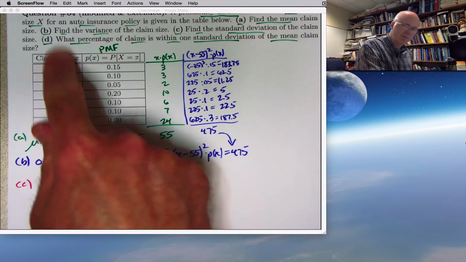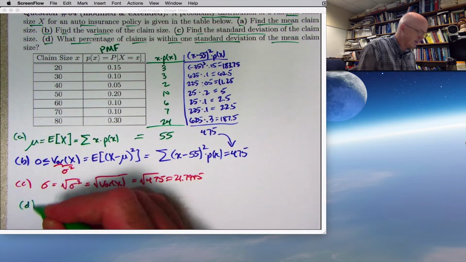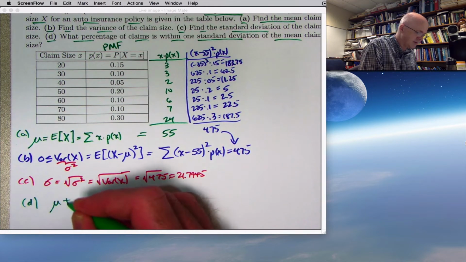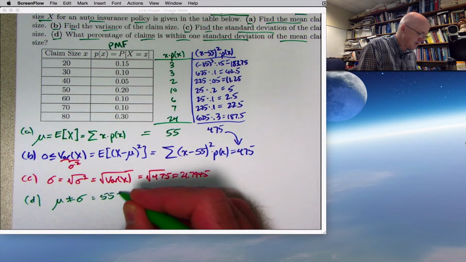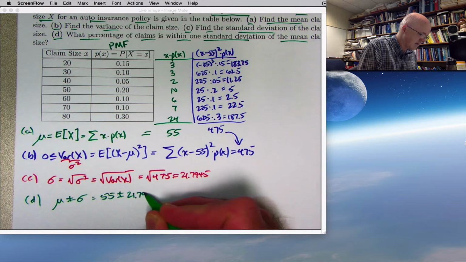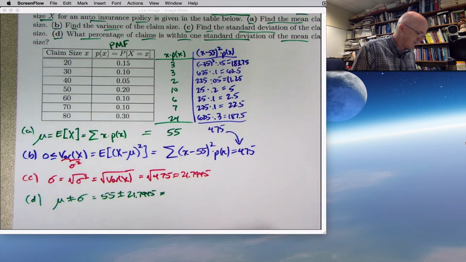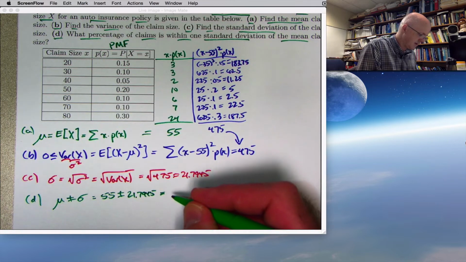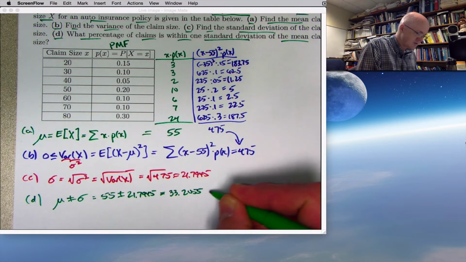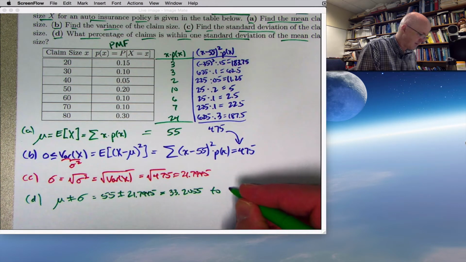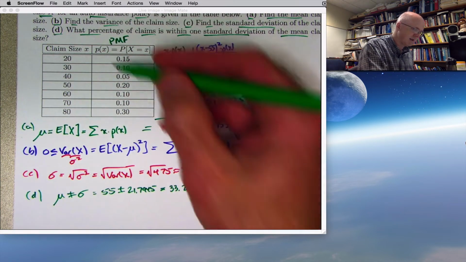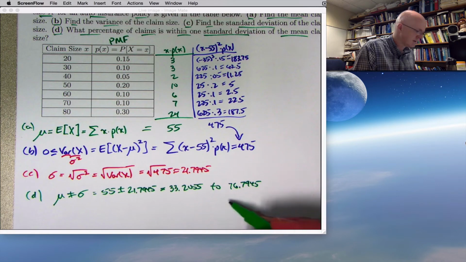All right, now the problem itself, part D: what percentage of the claims are within one standard deviation of the mean? Mu plus or minus sigma would be the two extremes. 55 plus or minus 21.7945. 55 minus 21.7945, see if I can do that in my head, that would be 33.2055, I believe. 55 plus 21.7945 would be 76.7945.